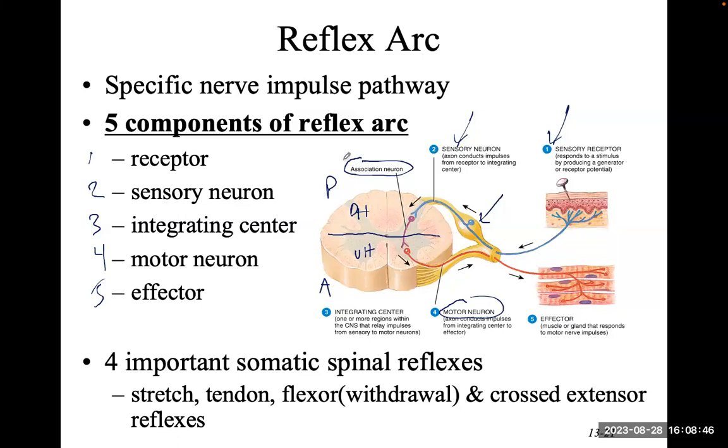Association neuron is probably the better term. That's what most of your lab instructors will probably call it. But understand, because it exists in the gray matter, that's where the integration is actually taking place. So the association neuron, aka interneuron.